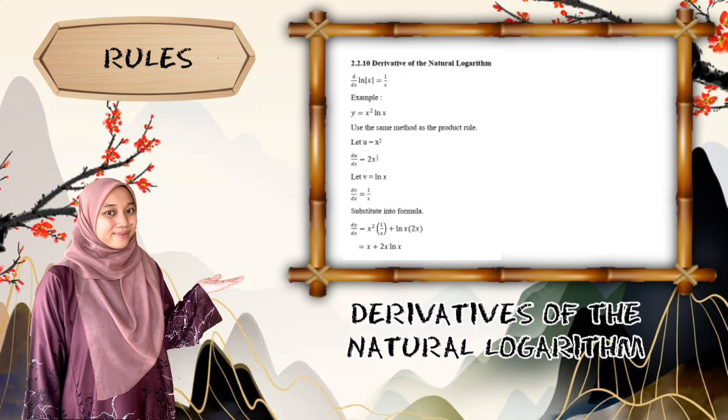To solve this, apply the product rule, where u is equal to x to the power of 2 and v is equal to ln x. Differentiating u results in 2x and differentiating v results in 1 over x. Then, solve the equation by substituting into the formula.